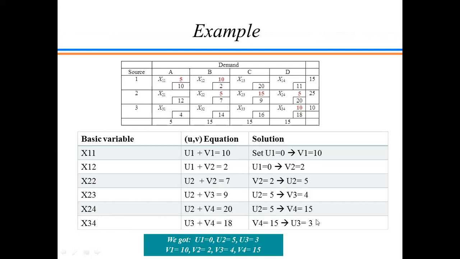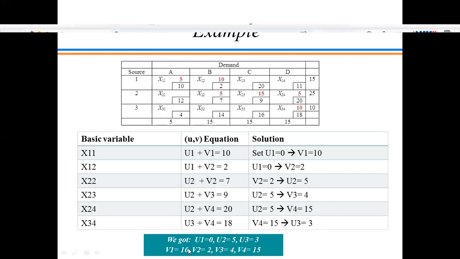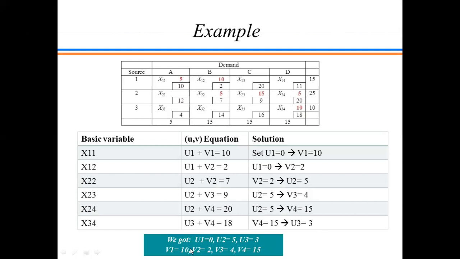Once you are done with the calculation, you get all the values of ui. In this case, there are three sources, that's why we have u1, u2, and u3, and because we have 4 destinations, we have 4 v, that's v1, v2, v3, v4. So this is the aim of why we need to use ui plus vj equal to cij for basic variables, because we want to identify the values of u and v.